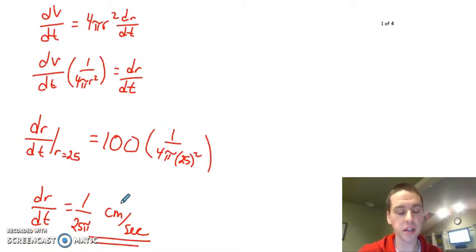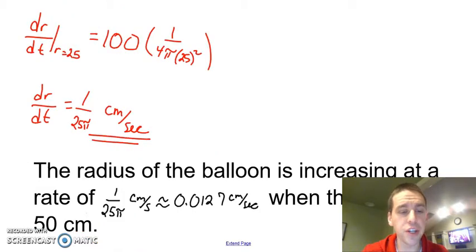And then the one thing, before I show you the other thing, this is the rate at which the radius is increasing when the diameter is 50 centimeters. And therefore I want you to write it out as this. The radius of the balloon is increasing at a rate of that when the diameter is 50 centimeters. And leave it like that. And yes, I'm going to be a stickler and ask you to write it out.